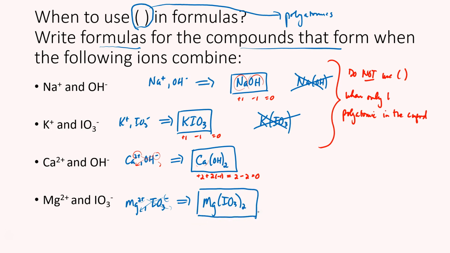Let's double check our charges to make sure that our compound is neutral overall. Magnesium is a +2, iodate is a -1, but you've got 2 of them, so that's a -2. That adds up to 0.